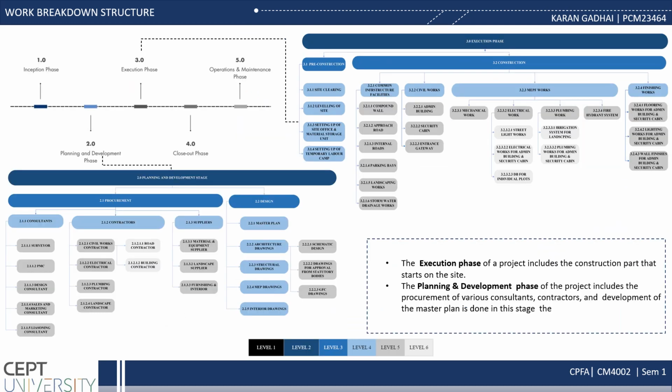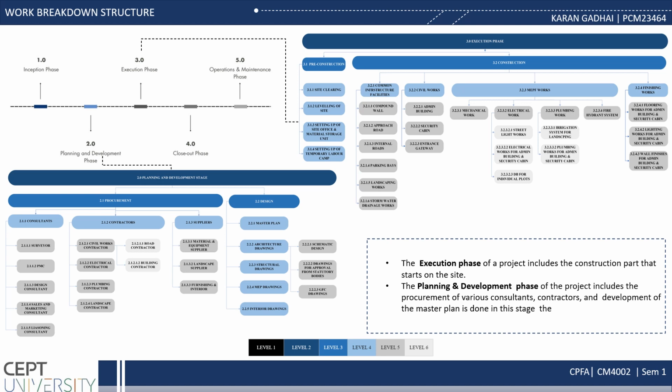Planning and development stage. This stage will include the procurement of consultants, contractors, and suppliers. Also, the design phase, which includes the preparation of the drawings necessary for the smooth execution of the project. In this phase, the master planning is done, and all the procurement of consultants like design consultant, structural consultant, everything is covered in this stage.